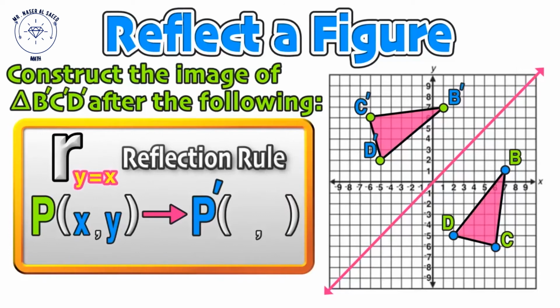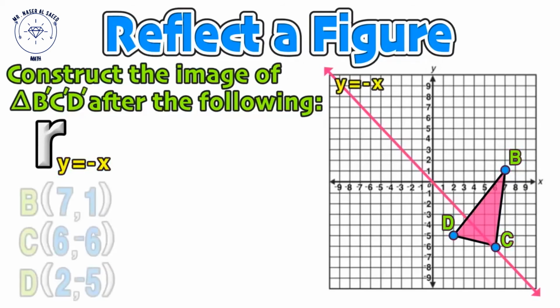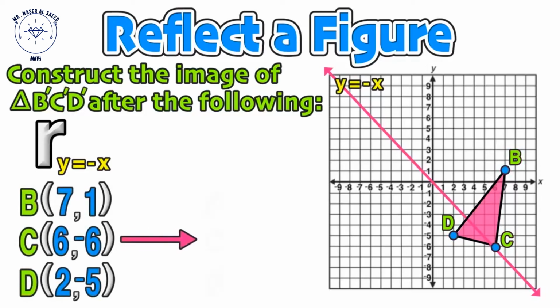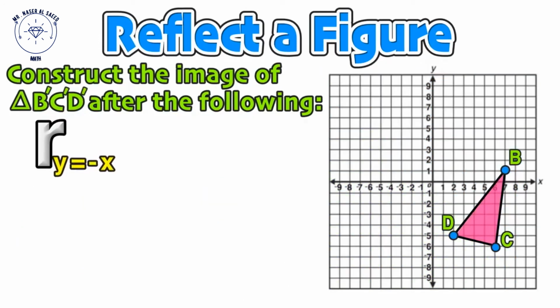This relationship applies to any reflection over the line y = x. When we have a point B with coordinates (x, y), the x and y coordinate values are switched. The y coordinate value comes first and the x coordinate value comes second. The signs don't change. Now we can take a look at reflecting this figure over the line y = -x.